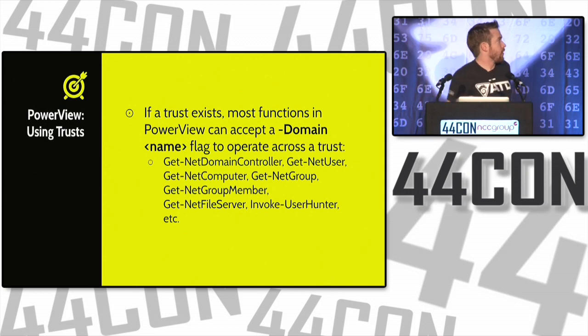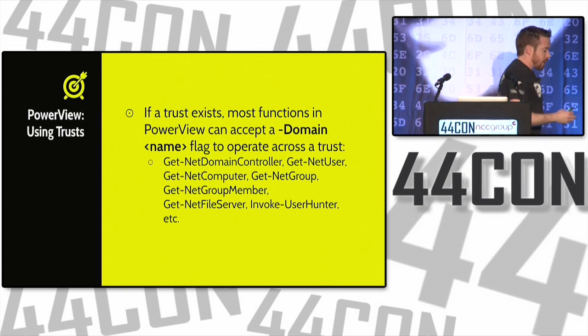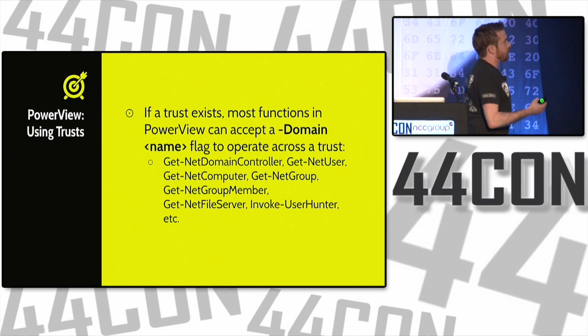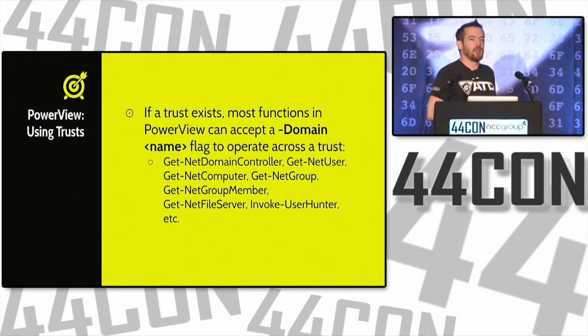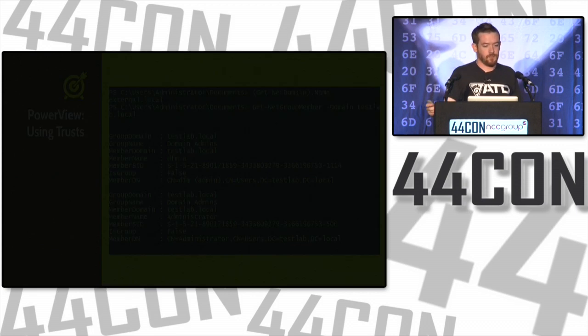Like I mentioned, if a trust exists, most functions, not all of them, but most functions in PowerView can accept a -domain flag. And you just provide the foreign domain name, and you get all the information from that foreign domain for whatever the function is. Like getting the domain controllers, the users, computers, groups, group members, file servers, user hunter, all that kind of stuff will work very nicely and easily across a trust if it exists using the -domain flag.